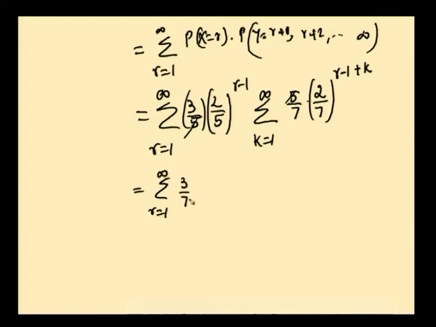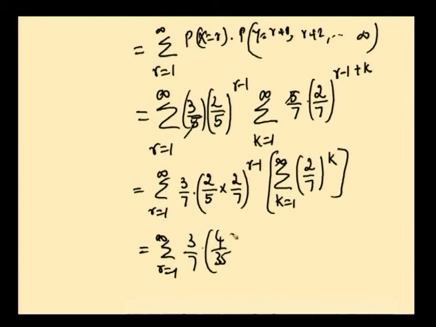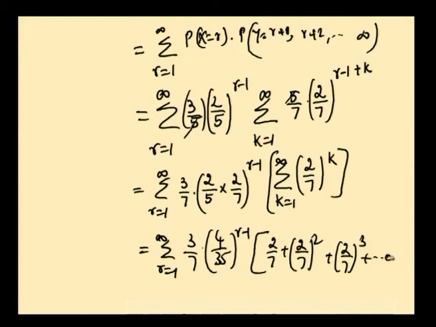And summation r equal to 1 to infinity, 3 by 7. This 2 by 5 whole power r minus 1 and 2 by 7 whole power r minus 1 get together as 4 by 35 whole power r minus 1, into summation k equal to 1 to infinity, where 7 has come here, 2 by 7 whole power k. This is summation r equal to 1 to infinity, 3 by 7, 4 by 35 whole power r minus 1, and expand this: 2 by 7 plus 2 by 7 whole square plus 2 by 7 whole cube plus etc. up to infinity.